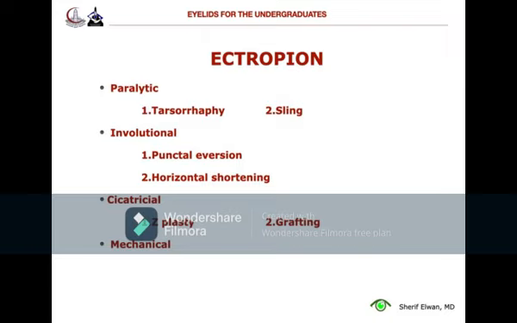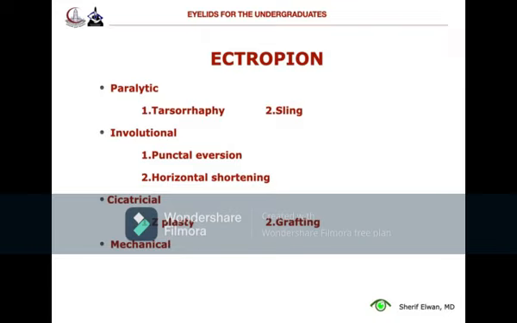And this is treated by tarsorrhaphy or by the lateral tarsal sling. By tarsorrhaphy, we mean suturing the two eyelids, the upper and lower eyelids together, or by the lateral tarsal sling, where in this condition, the tongue taken from the tarsus is sutured into the zygomatic arch in an upper position so as to roll the lid margin inwards.